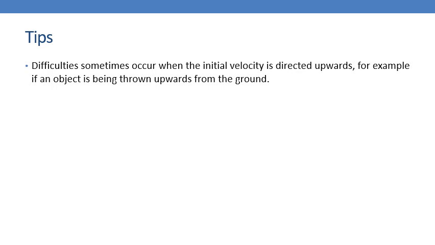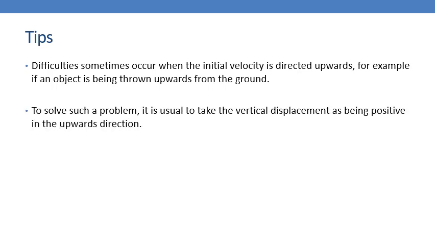Sometimes if there's initial velocity upwards, if it's thrown upwards, we need to take that into account, so that would be positive, and then downwards motion would be negative, usually. It's only a convention. You can make it the other way around, but you're more likely to confuse yourself.